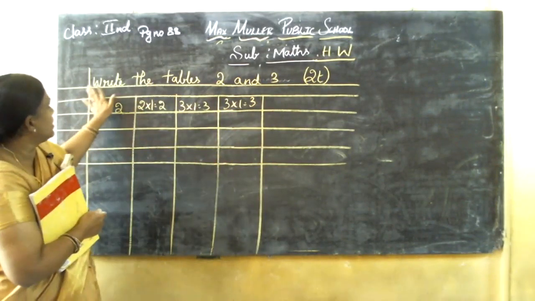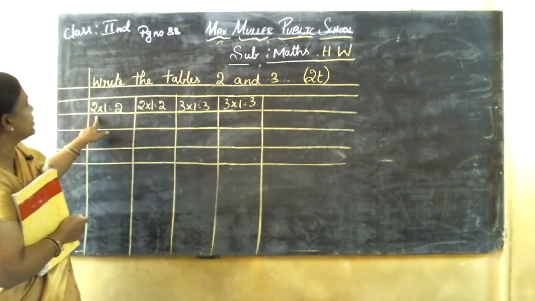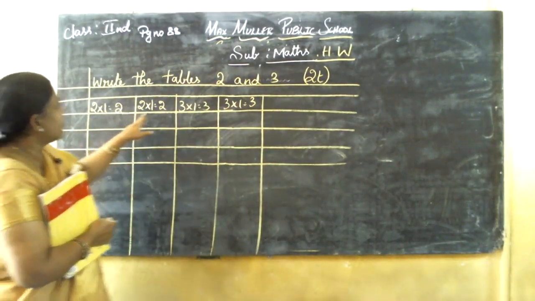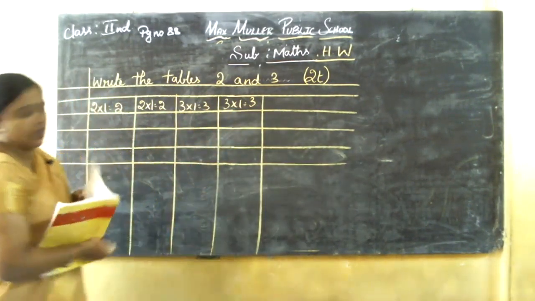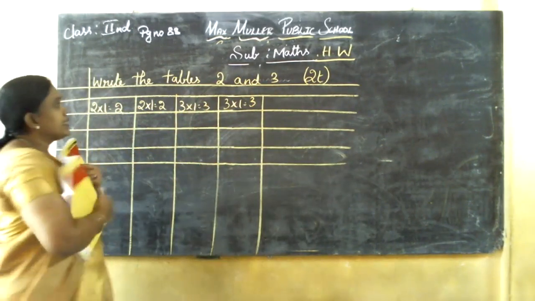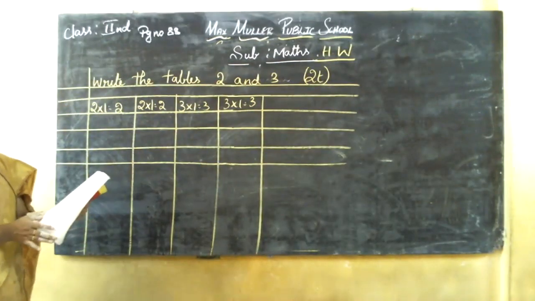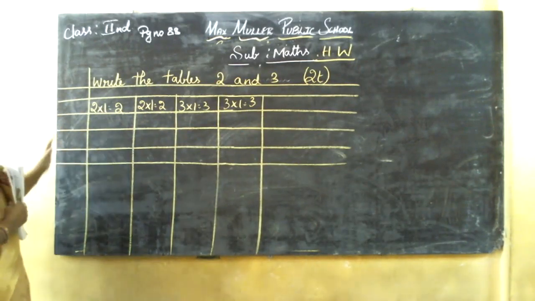See, in the first line, write the heading, write the tables 2 and 3. 2 ones are 2, 2 ones are 2, 2 times. Use a scale for a line. 3 ones are 3, 3 ones are 3, 2 times. Understood? Write neatly, children. Next class, we'll go to page number 89 in the textbook, exercise number 3 also. Homework you want to complete.